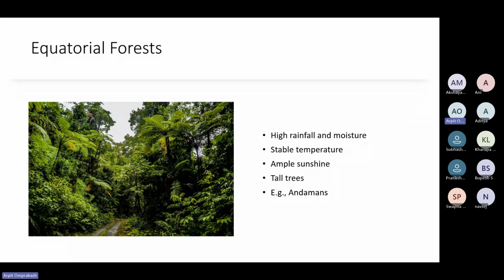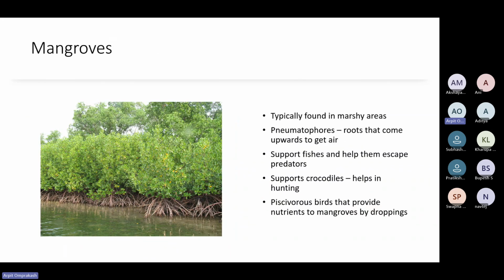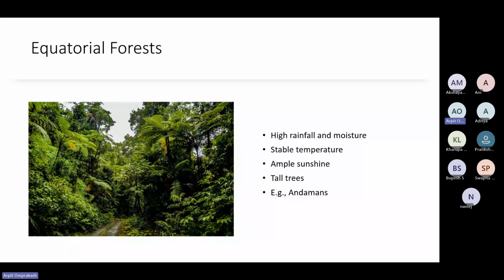So therefore, it has a lot of water, a lot of sunshine, and therefore it can support a large variety of trees and tall trees. So basically, they are very tall forests with proper canopy, understory, and all structures. Another example you might think of is the Amazon, which is also on the equator. So the Amazon forest in Brazil.